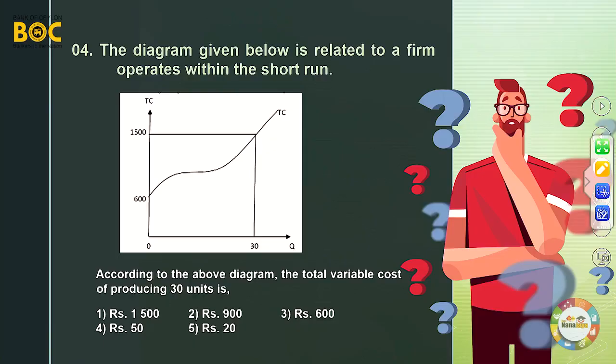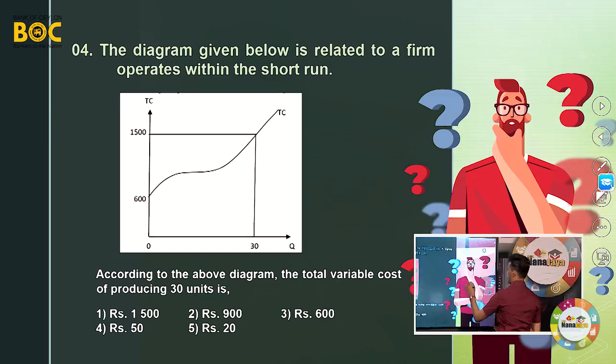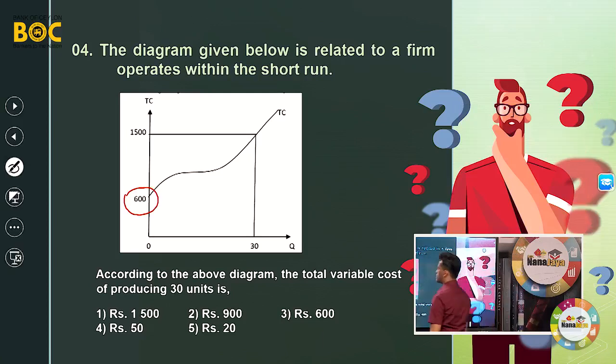The total cost curve starts from 600. That is, when the level of output is 0, the total cost is 600. What does it mean? We learned that when the level of production is 0, the variable cost is 0. But even when the level of production is 0, the fixed cost should be incurred. So the 600, the starting point of this total cost curve, represents the total fixed cost of this firm.